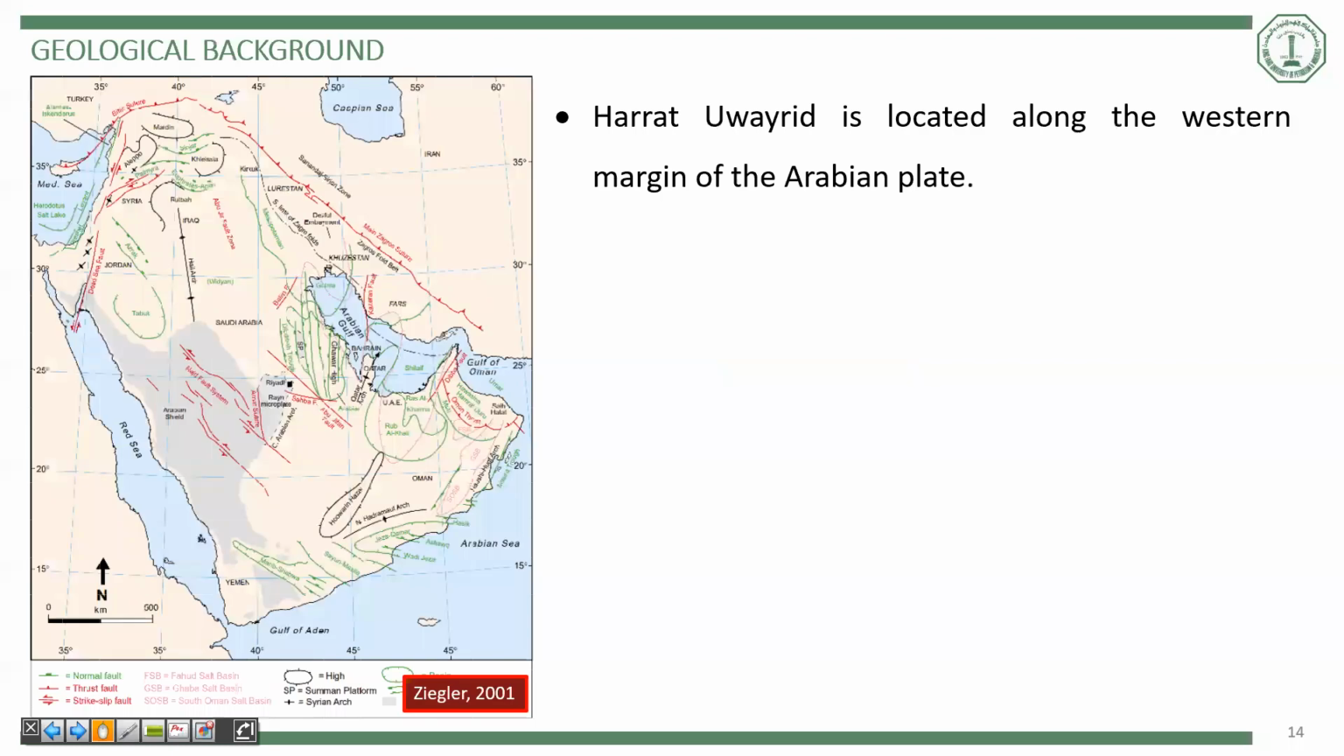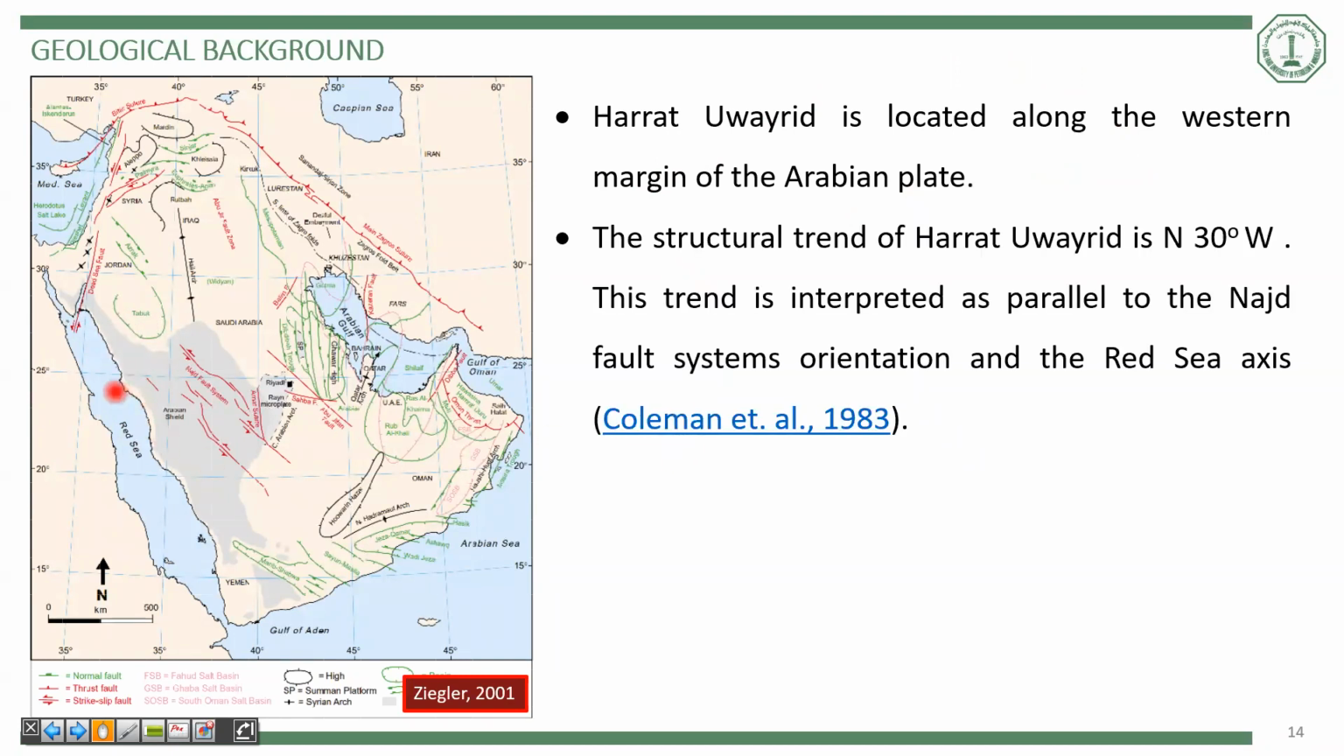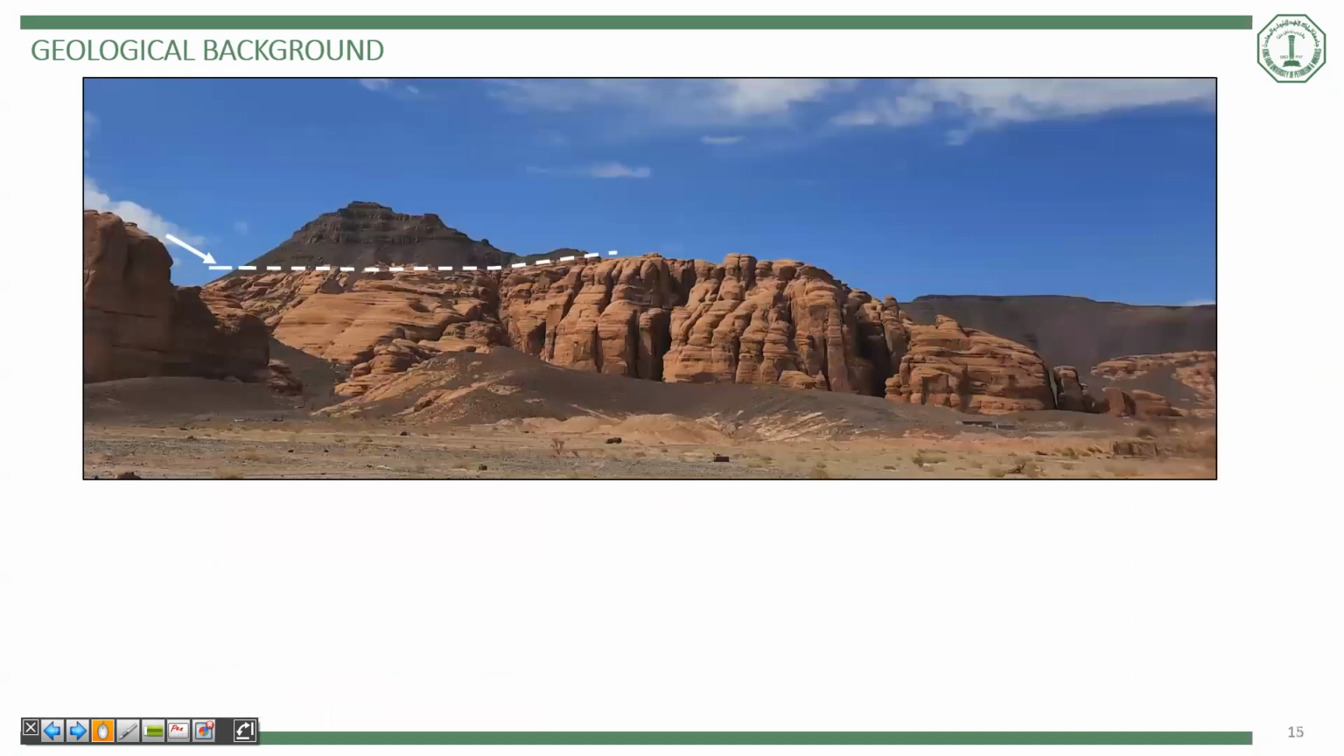Let's review a little geological background. Harrat Uwayrid is located along the western margin of the Arabian plate, so approximately here. The structural trend of Harrat Uwayrid follows, or is parallel to, the Najd fault system orientation and the Red Sea axis here, and it has a value of north 30 degrees west.